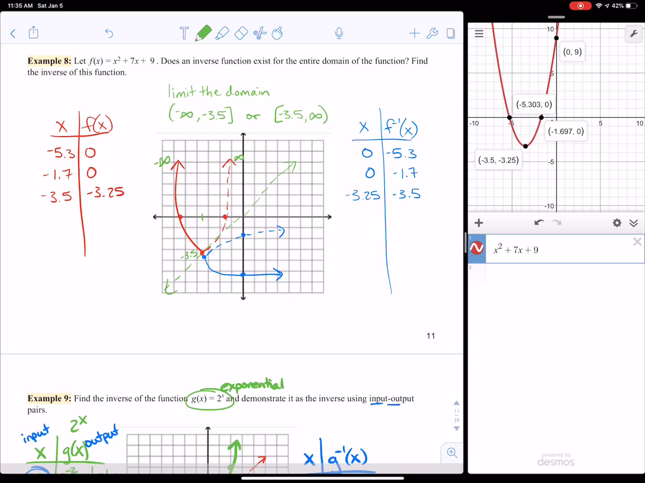But you can't have both of those parts of your domain and end up with an inverse that is a function. You can only have the first half or the second half so that the blue inverse function is a function. In other words, it passes the vertical line test. So that's it for example 8.